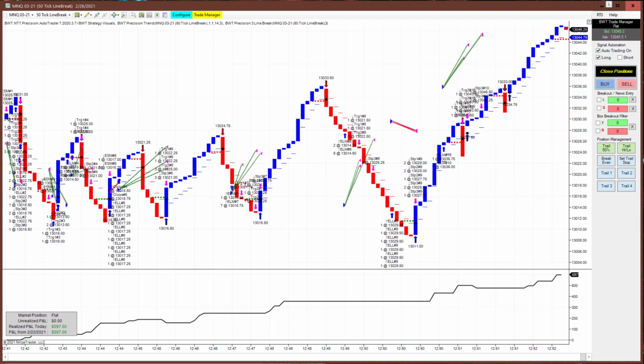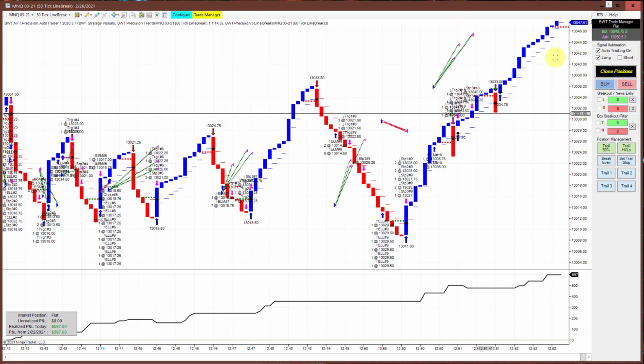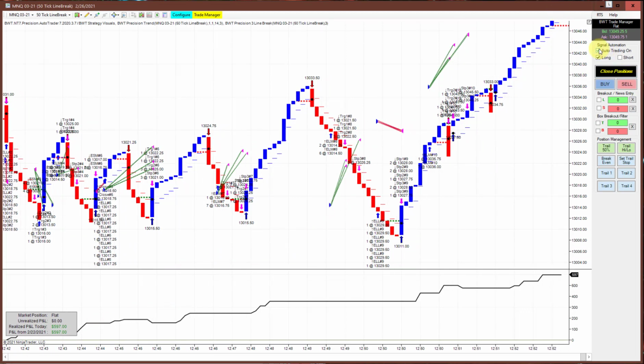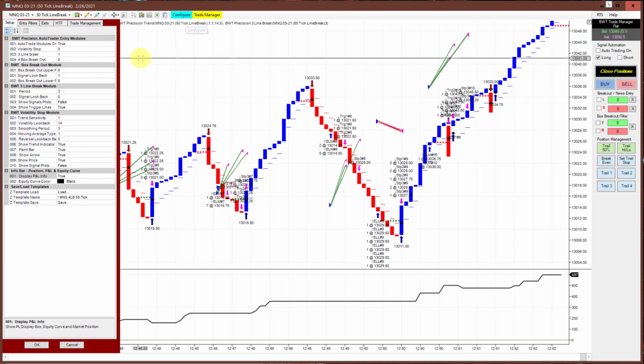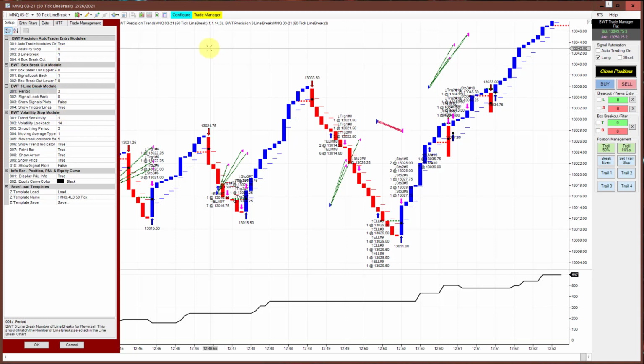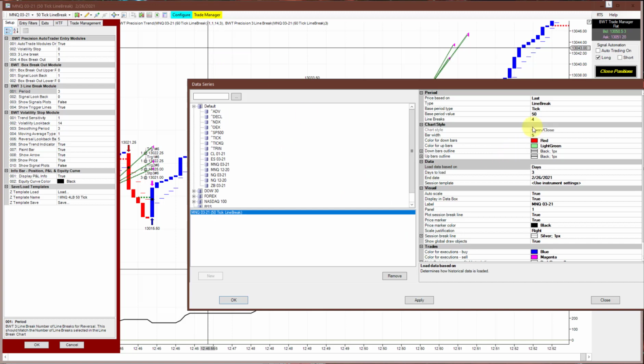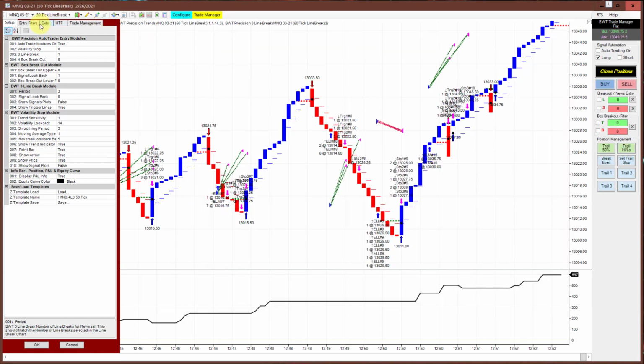Okay, I think that's enough. Almost $600 in the micros. And here are the settings for this setup. It's a 3-line break setup, but the chart is actually a 50 tick 4 line break chart.